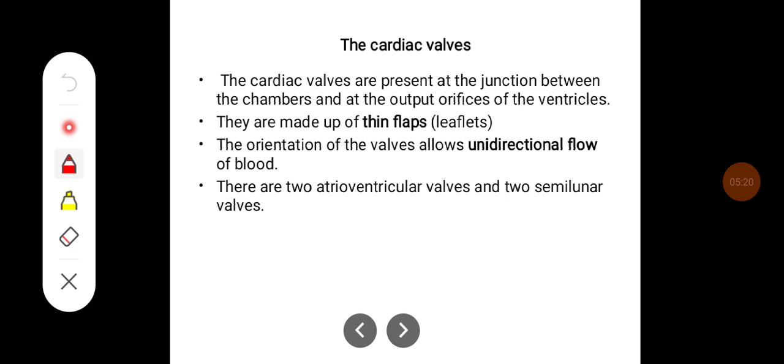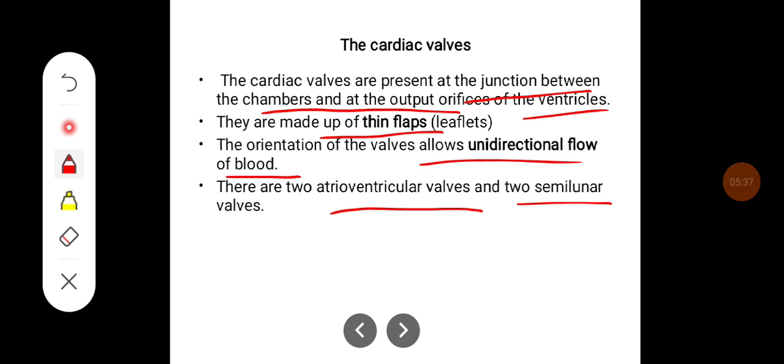Cardiac valves. The cardiac valves are present at the junction between the chambers and at the output orifices of the ventricles. They are made up of thin flaps which are called leaflets. Orientation of the valves allows the unidirectional flow of the blood. There are two atrioventricular valves and two semilunar valves.